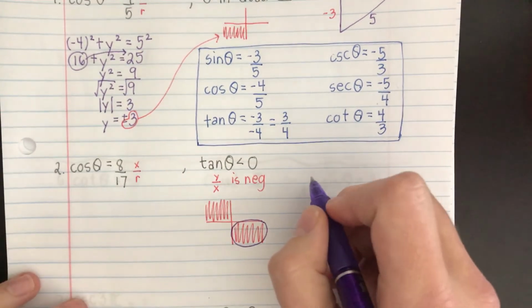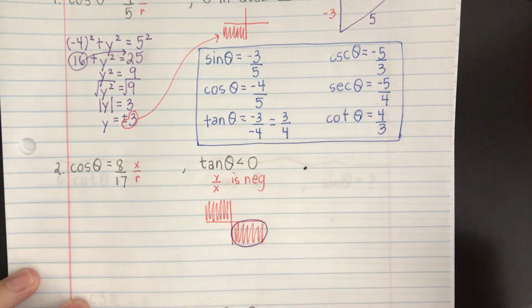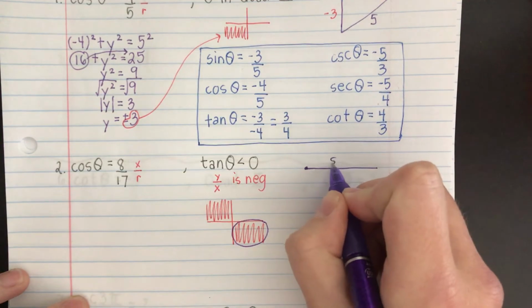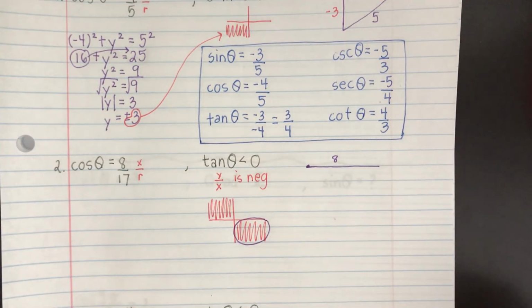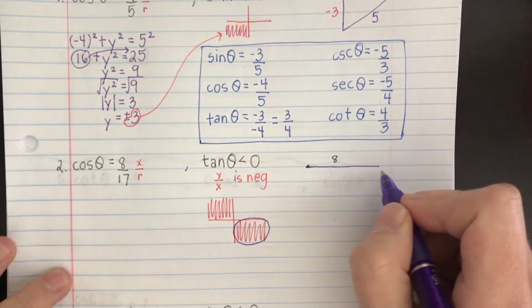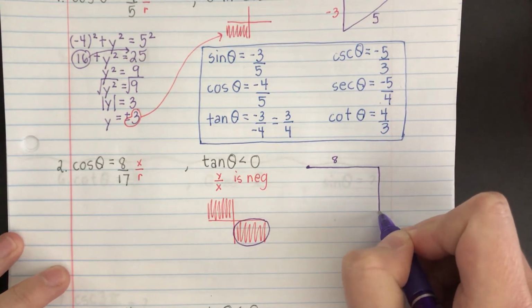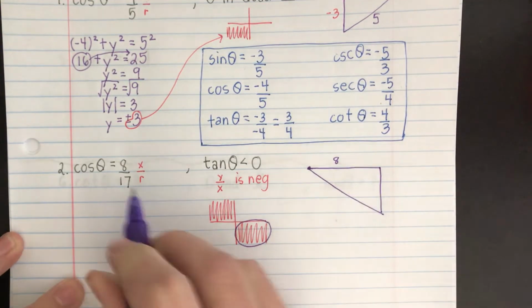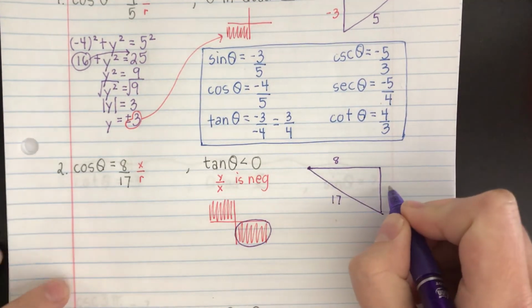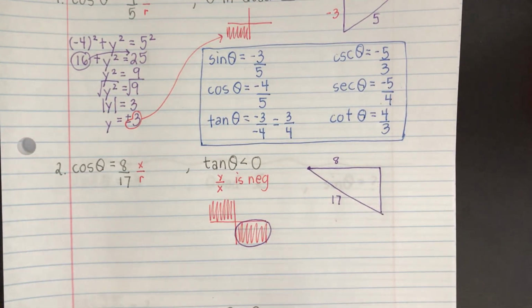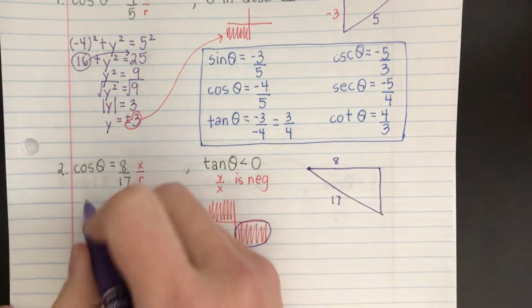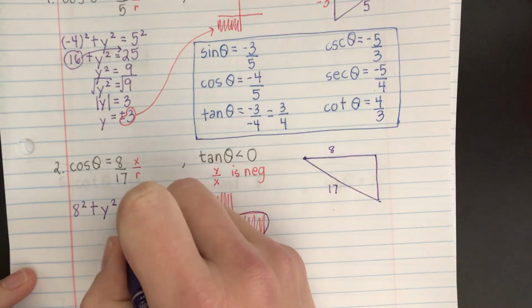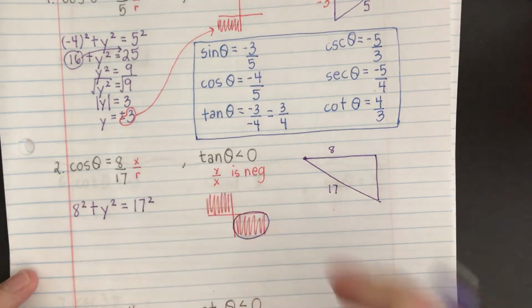I know that from my starting point, I'm going to go positive 8, so to the right 8. We don't know what y is, but we do know it's negative, so we'll go down. And then we know that our r value is 17. So let's find this piece that we don't know by utilizing our Pythagorean theorem. So x squared plus y squared equals r squared.